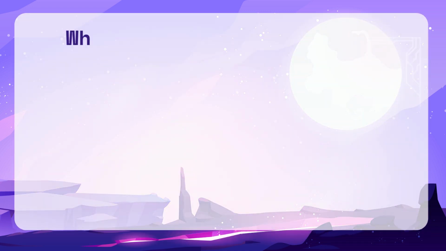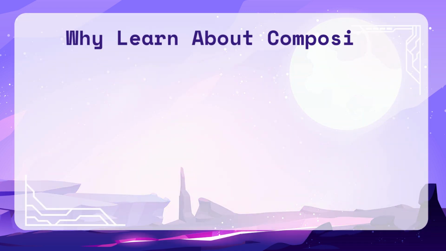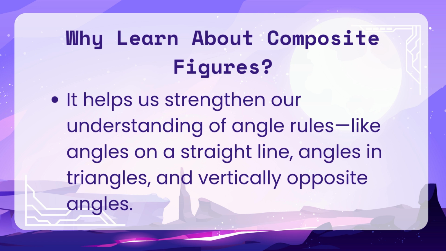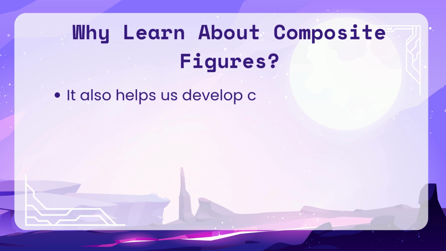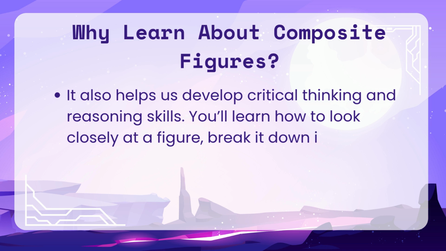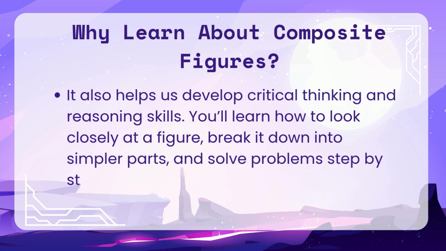But why do we need to learn about finding unknown angles in composite figures? Well, learning to find unknown angles in these figures is important for several reasons. It helps us strengthen our understanding of angle rules, like angles on a straight line, angles in triangles, and vertically opposite angles. You may remember these from Part 1 of our video series. It also helps us develop critical thinking and reasoning skills. You'll learn how to look closely at a figure, break it down into simpler parts, and solve problems step by step, just like solving a puzzle.